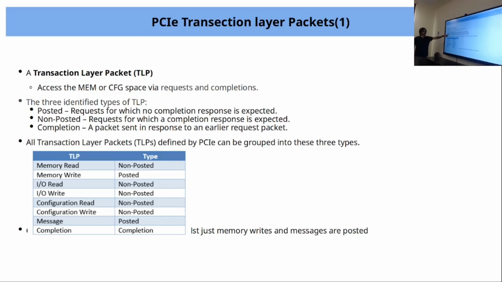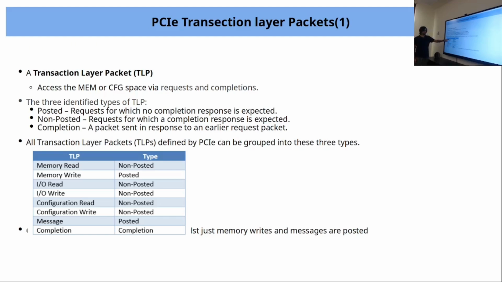Non-posted is similar to the one which I showed. It will request data, and then you will expect a packet with the data. So non-posted packets are that kind of packet. And completion is your reply packet, which is coming with the data. So we call that a completion packet. There are different categories of TLP, which we can divide into different types.